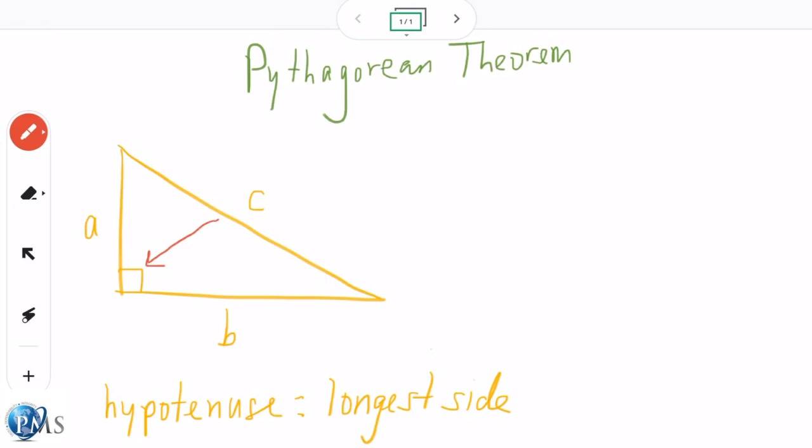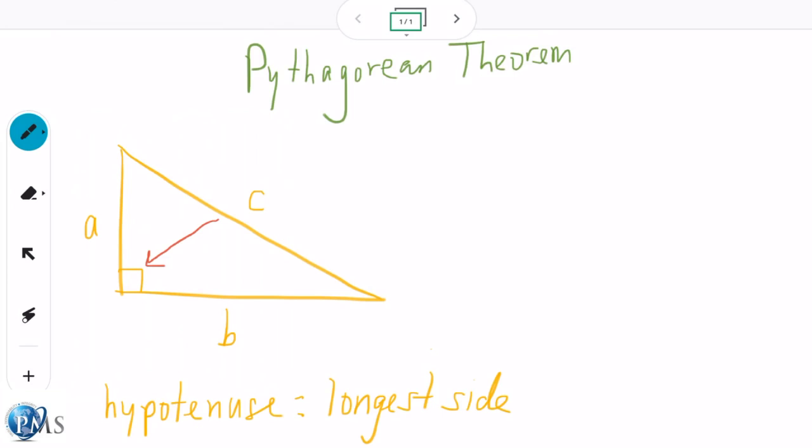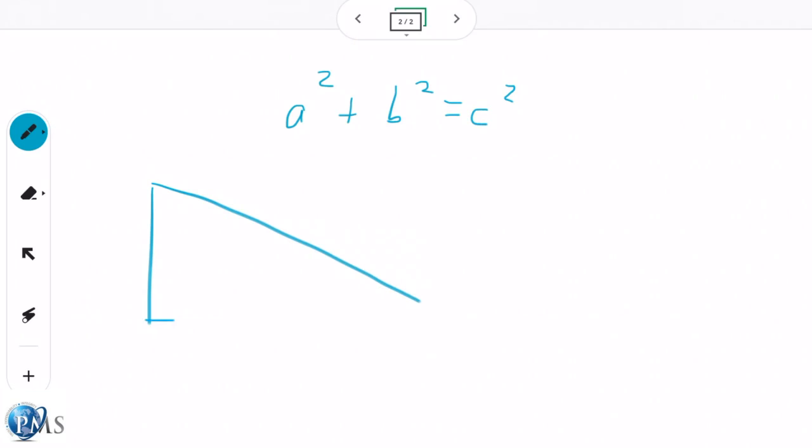Okay, so if we have these sides, what the Pythagorean theorem says is a squared plus b squared equals c squared. Okay, a squared plus b squared equals c squared. So if we have an example, and I'll just write that really quickly again, a squared plus b squared equals c squared. Let's look at an example. All right, this will make it a lot easier to understand, I'm sure.